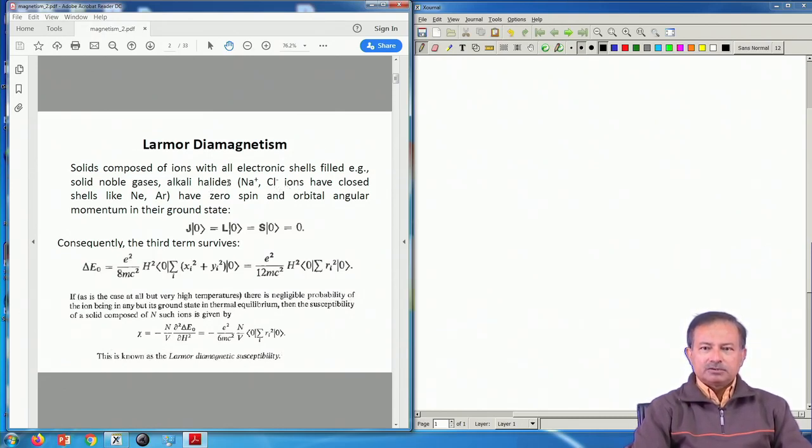They will contribute only to the diamagnetic part, Larmor diamagnetism, because they have a completely closed shell. Similarly, sodium and chlorine atoms do not have a closed shell, but Na plus and Cl minus are closed shells, like neon and argon. So, the sodium chloride crystal, sodium chloride salt, will also contribute to this diamagnetic term, and there these terms are relevant. In the ground state that contribution is important.